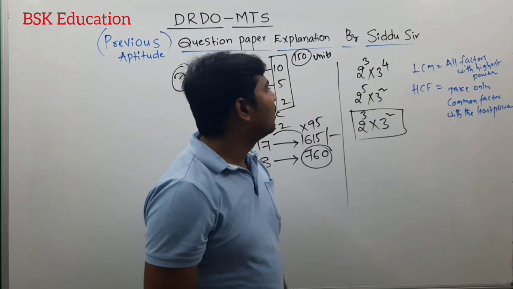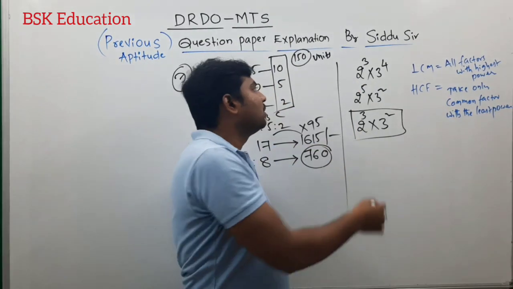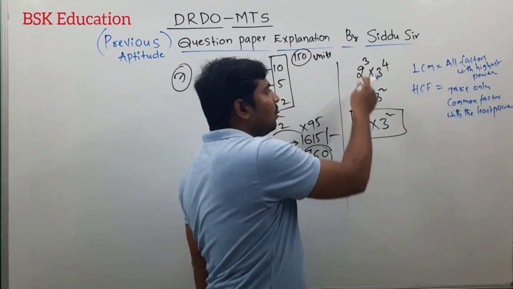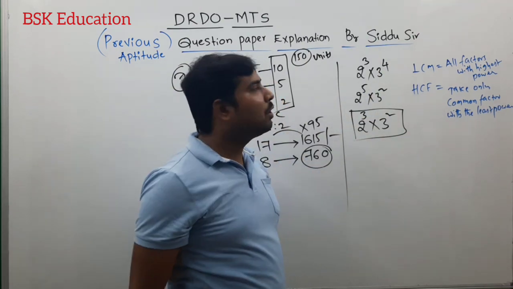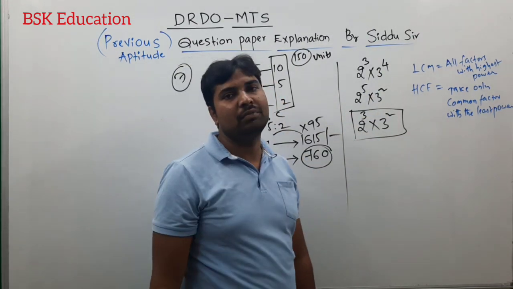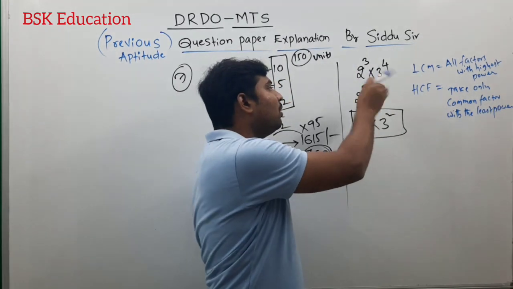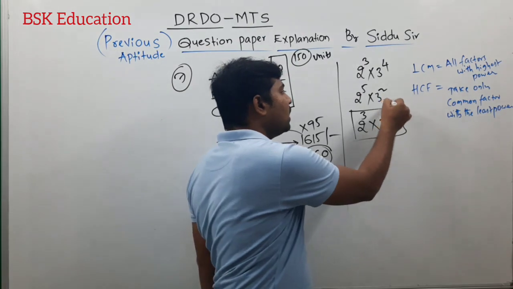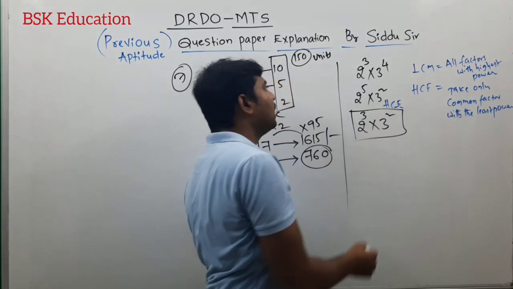So here I have taken 2 to the power of 3, and here 3. I am taking only the least powers: 2 power of 3, 2 power of 5. Which is the least? 2 power of 3. And 3 power of 4 and 3 square. Which is the least? 3 square. So this is the HCF. Simple. This is the HCF.